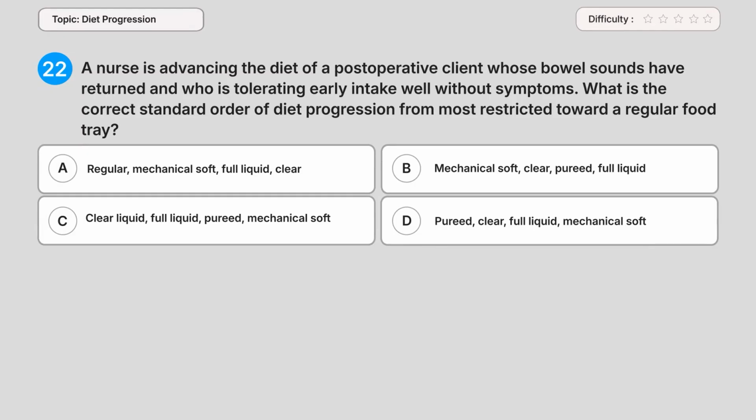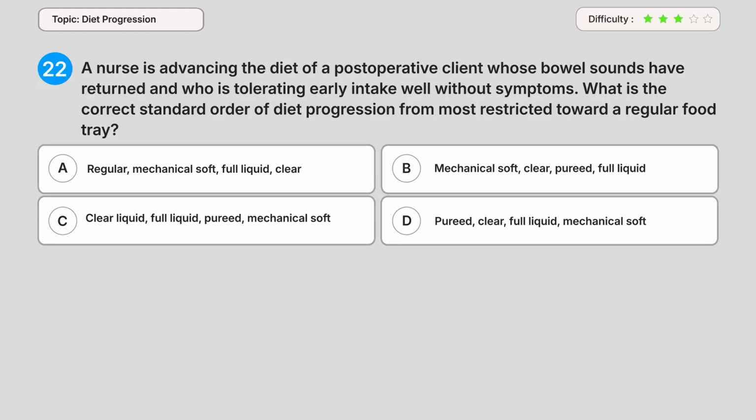22. A nurse is advancing the diet of a post-operative client whose bowel sounds have returned and who is tolerating early intake well without symptoms. What is the correct standard order of diet progression from most restricted toward a regular food tray?